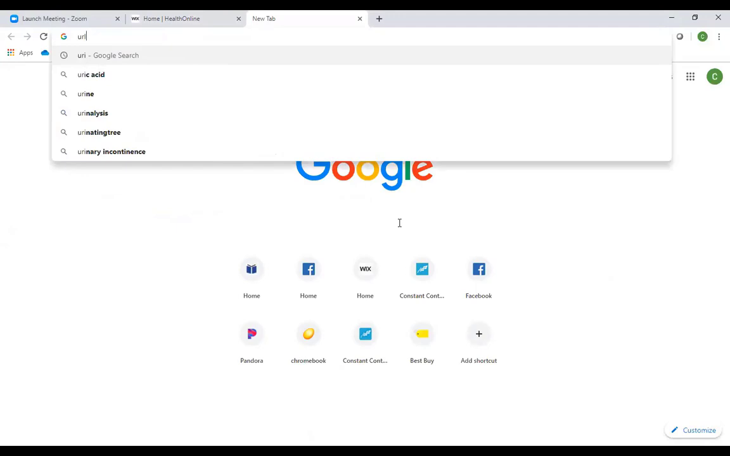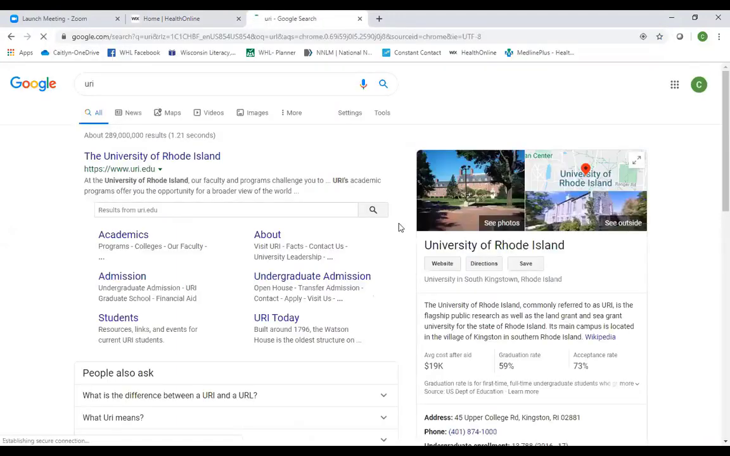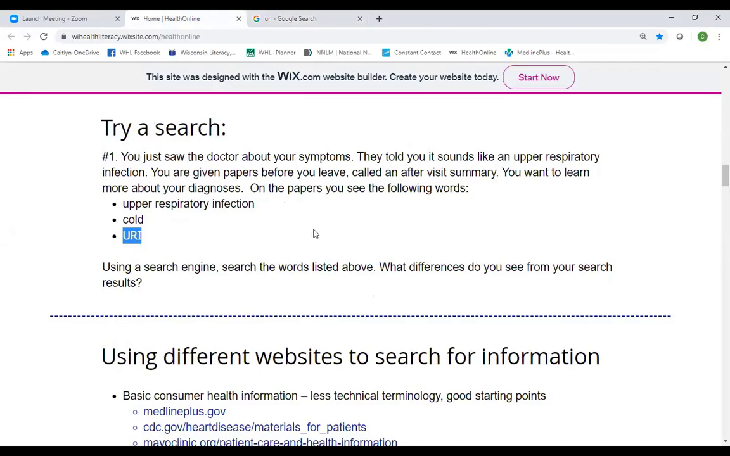You know, how many times do doctors talk about things shorthand being URI, and I get the University of Rhode Island when really my doctor was talking about upper respiratory infection. So that patient, if they heard URI or saw it on their paperwork, they might not know what other ways can I search this. So that's what we talk about in performing a good search.